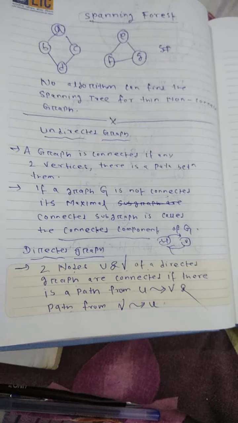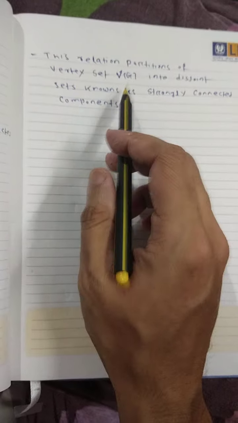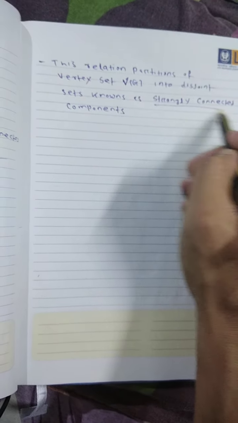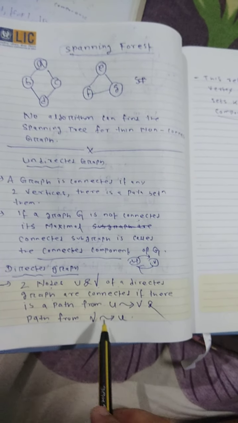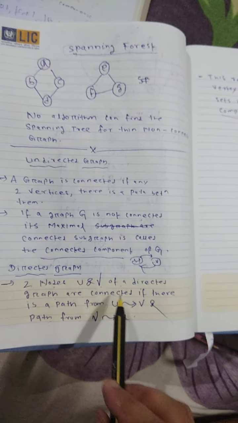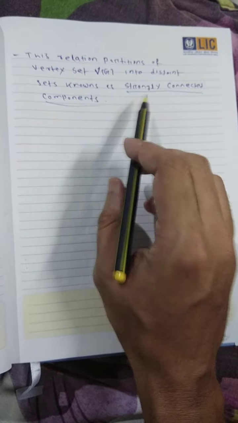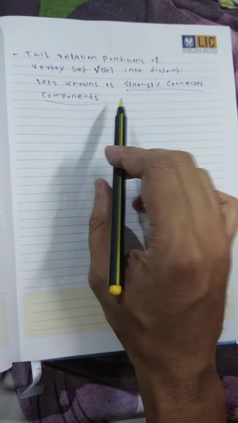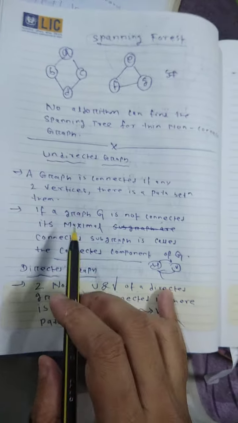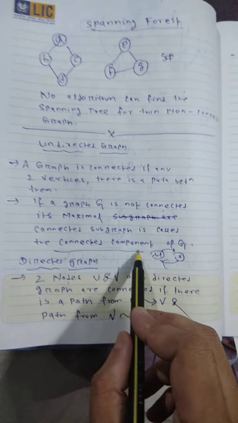So this relation partitions the total vertex set into disjoint sets, and these are known as strongly connected components if it is a directed graph. What is the relation? If there is a path from U to V and a path from V to U, then U and V are connected, and this relation partitions the vertex set into disjoint sets, known as strongly connected components. So for an undirected graph we find connected components.